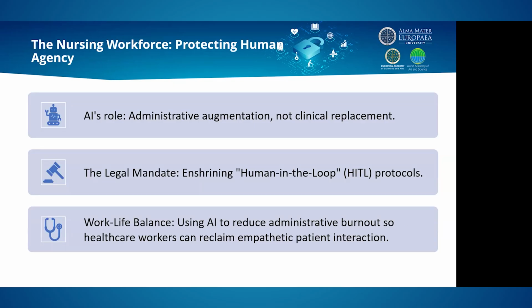Now, coming to protecting human agency and the nursing workforce. As we look to the future of our medical workforce, we have to legally protect human agency. AI should be legally classified and restricted as an administrative tool, not a clinical replacement. We need to mandate a human-in-the-loop protocol in our legal frameworks. Let the AI do the heavy data lifting and the paperwork, so our nurses and doctors can actually look patients in the eye once again. We protect workforce well-being by ensuring the machine serves the human, not the other way around.